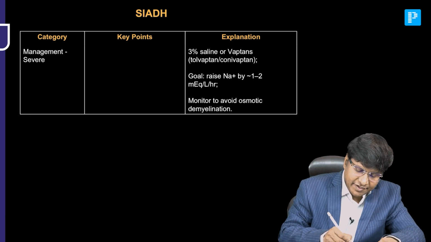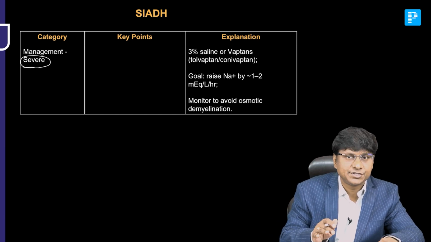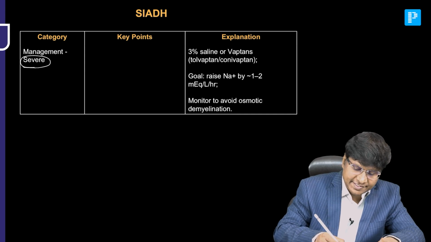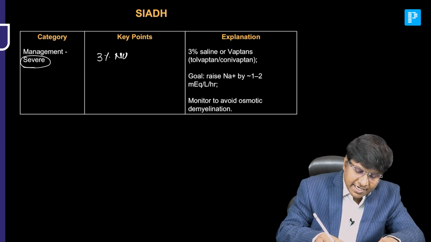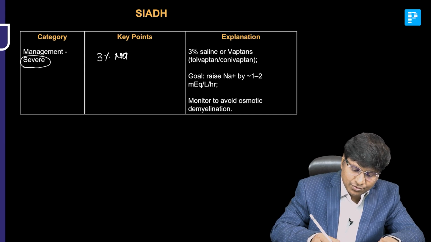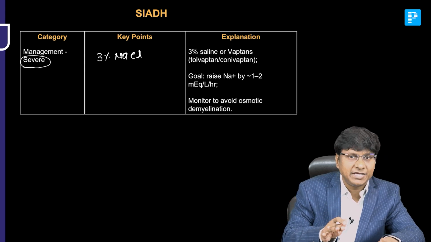Whereas in severe forms of SIADH, you need to give hypertonic saline, right? Where you need to give 3% sodium chloride.